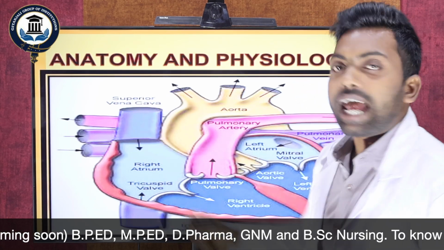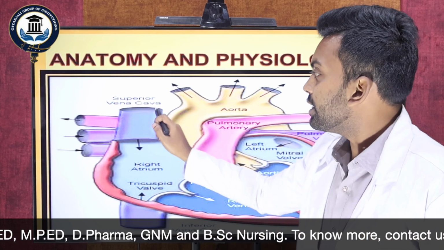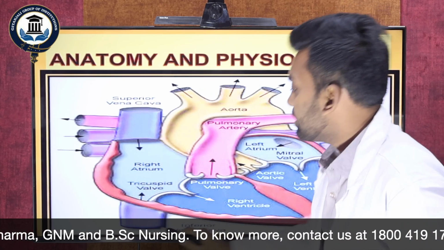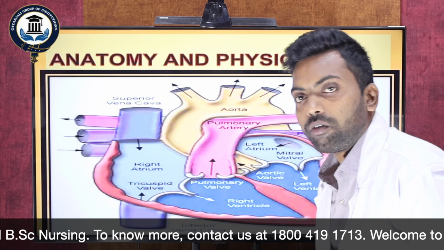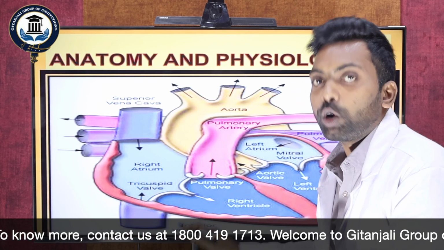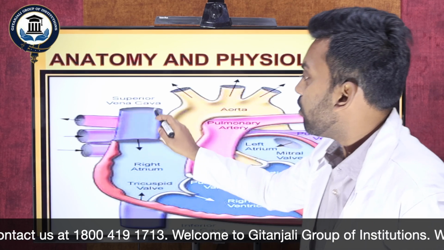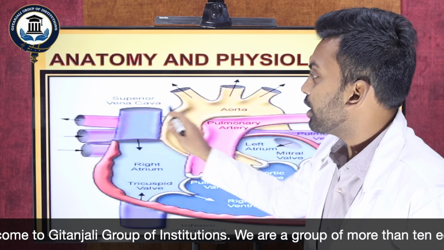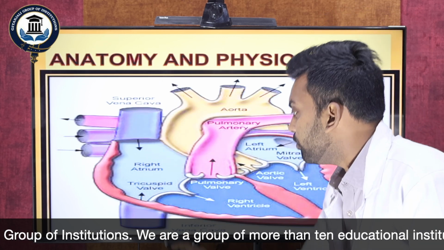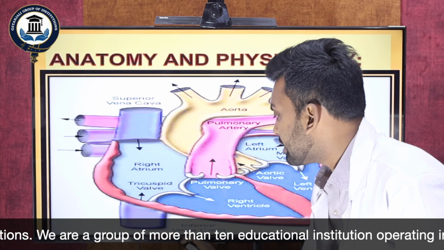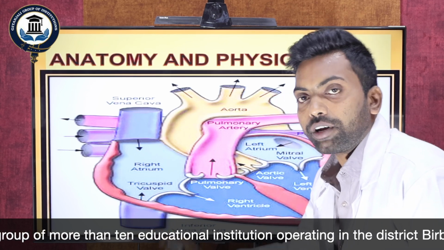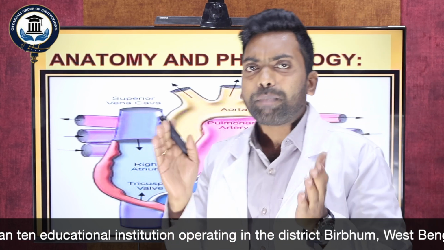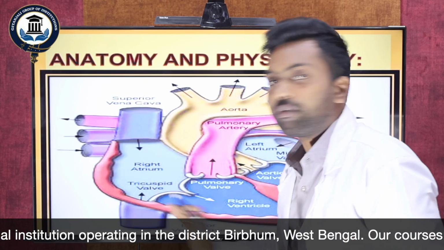So here, in medical terminology, superior is nothing but top, whereas inferior vena cava is nothing but down, bottom. Where the vena cava is at the top place, that will be called the superior vena cava. Where the vena cava is at the bottom of the heart, that is called the inferior vena cava. And let me tell what is the purpose of the superior vena cava and inferior vena cava.